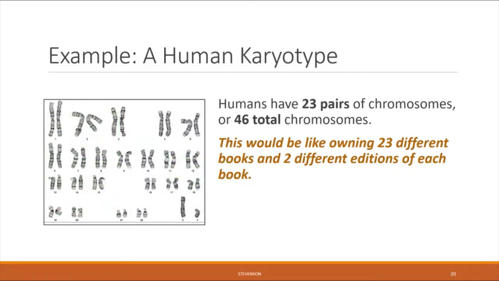What you're seeing on the screen right here is a set of human chromosomes, as seen through a microscope, laid out so that you can see all 46 chromosomes together in a single picture.